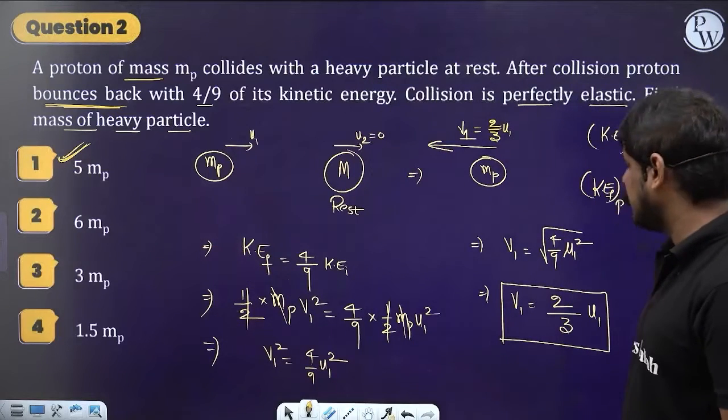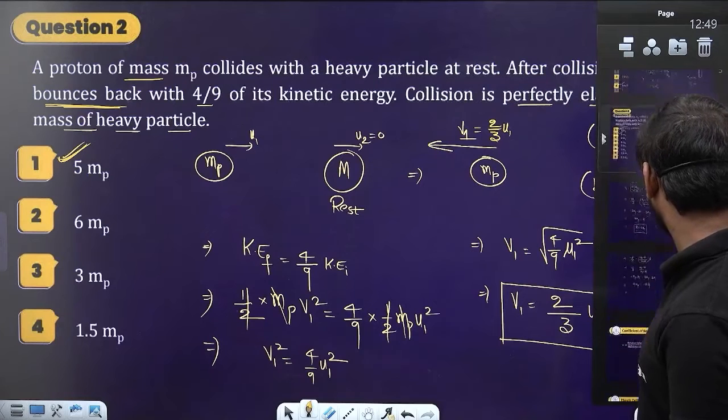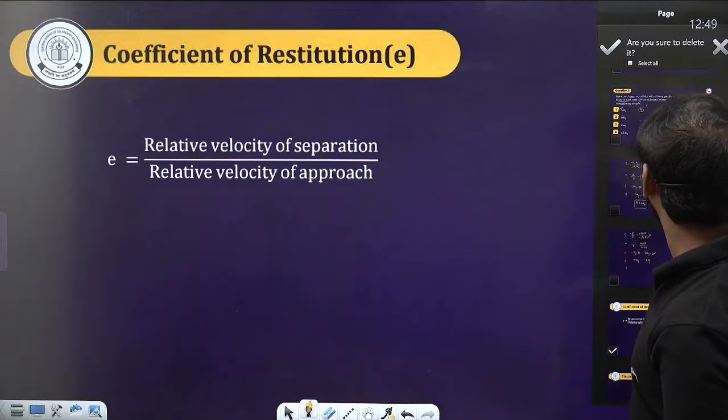Clear? Understood everyone? Chalo, so let's move to the next one. So the next, sorry, just a minute.